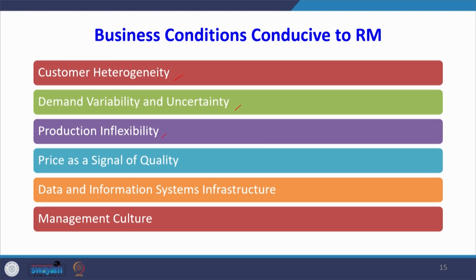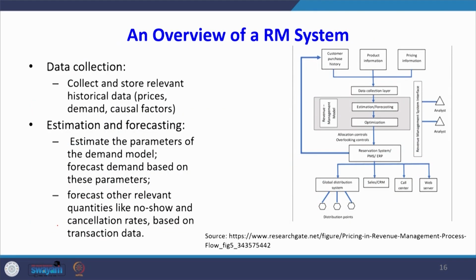And another thing is data and information system infrastructure. We should have a very strong data and information system infrastructure because that is the core of revenue management. Then the management culture. Some managements may be against charging different prices for the same service. So, management support and culture are also important for revenue management.